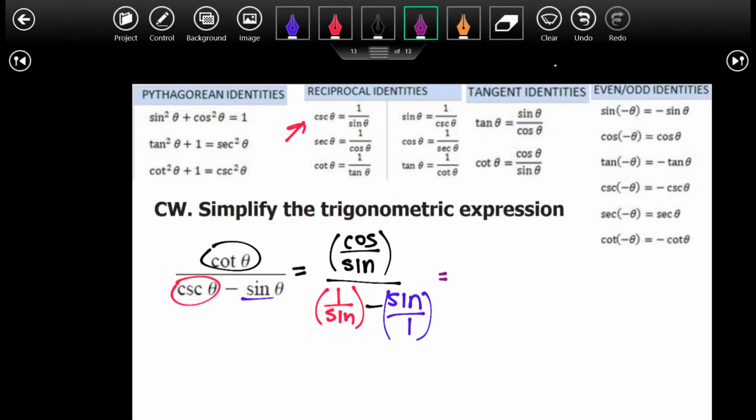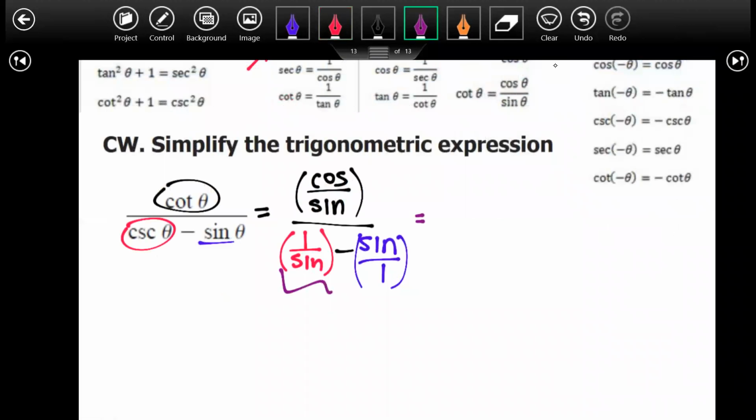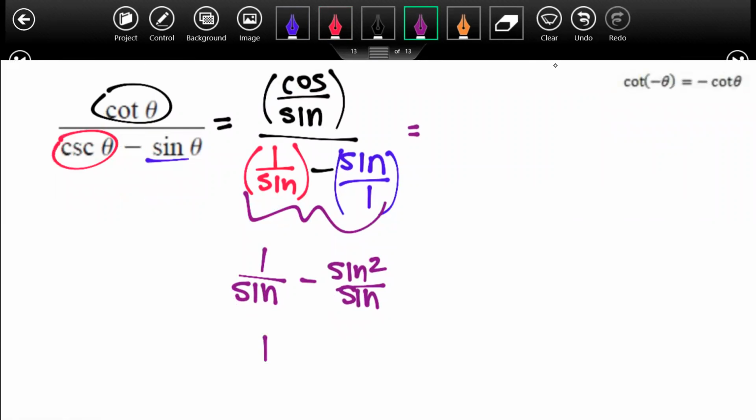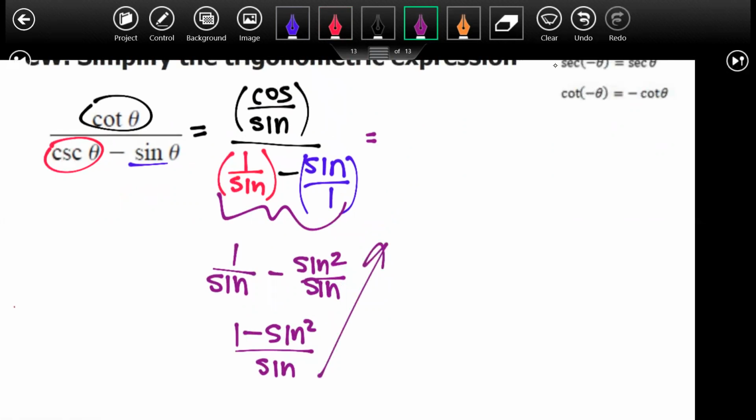I want to be able to reduce fractions from fractions, denominators to denominators. I'm going to do the one on the bottom here. I'm going to show the work for this. This will be sine. 1 times sine is sine. The common denominator is sine. So the top one's going to be 1. The second one will be sine squared. Therefore, if we reduce this down, right? So that's going to go here.